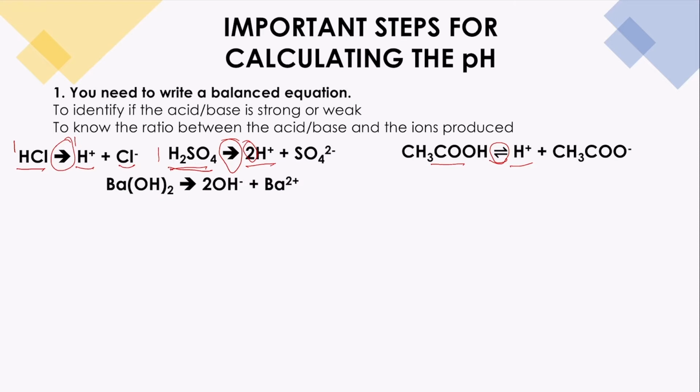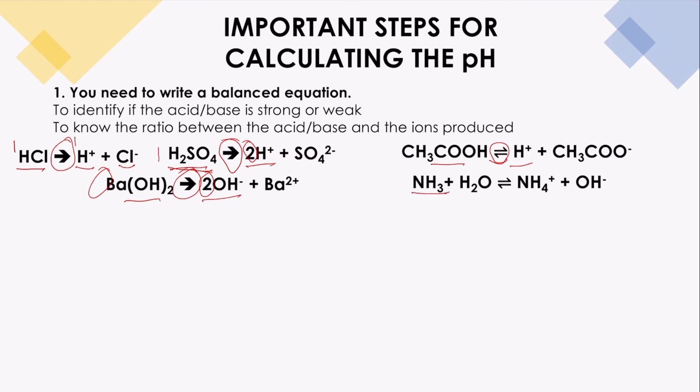Also for the bases, as you can see here, we have Ba(OH)2. It is producing 2 OH negative, which indicates that the mole ratio is 1:2. And this is a strong base because we have a one-way arrow. We have here a very famous example for the weak base, which is the dissociation of ammonia.